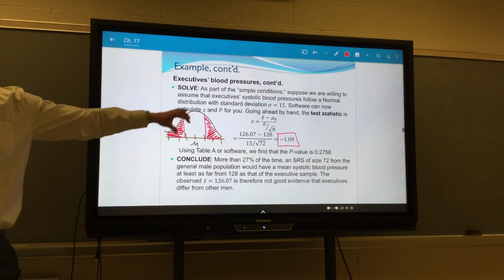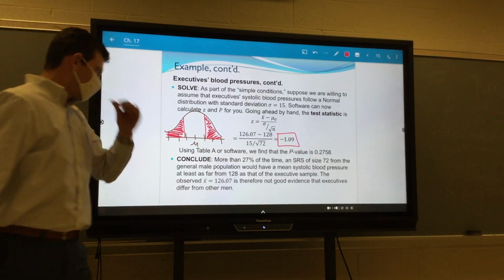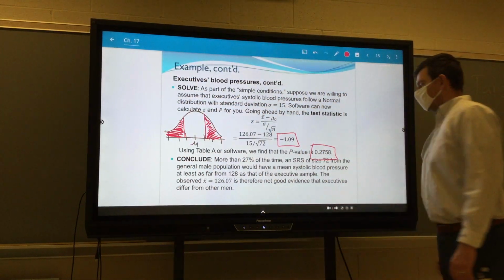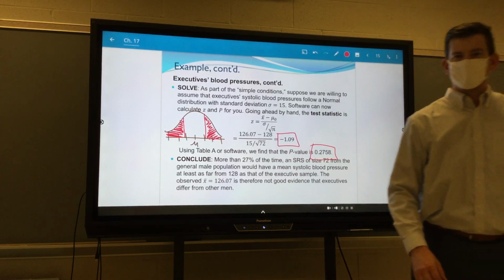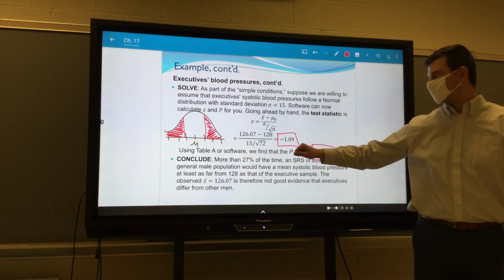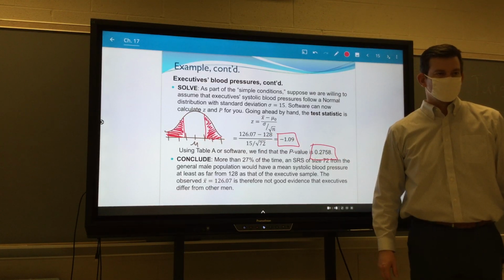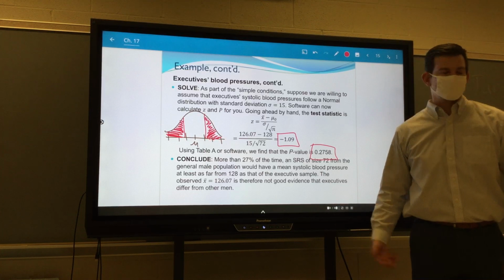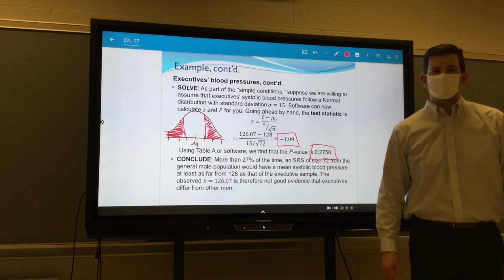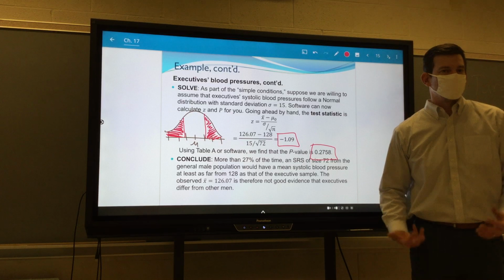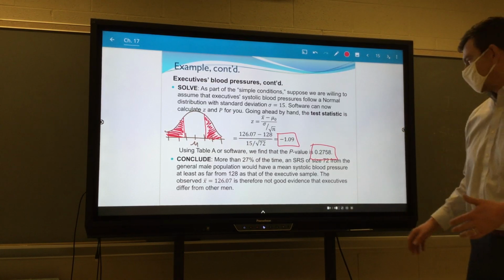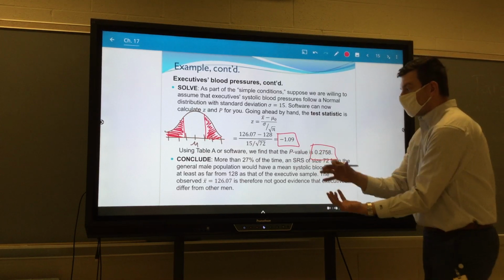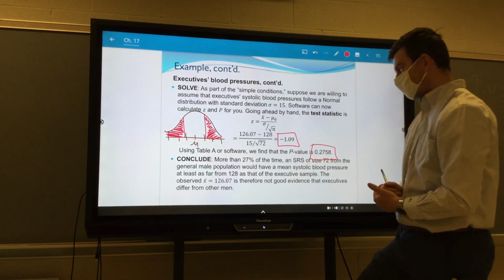We add all of that area under the curve together, and we get a p-value of 0.2758. There is a 27.5% chance that we would expect 128 and get 126. 27.5%, that's more than 1 out of 4 times. That is not rare enough to say that it's anything other than natural variation, or that it's evidence that we have something going on that is more than natural variation.